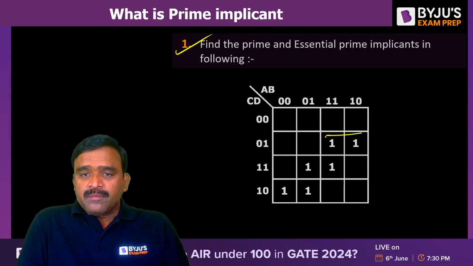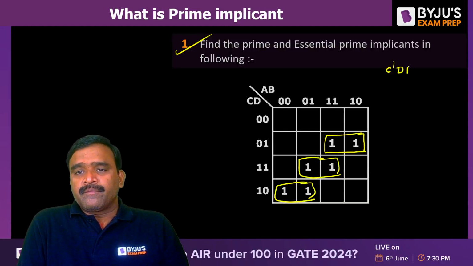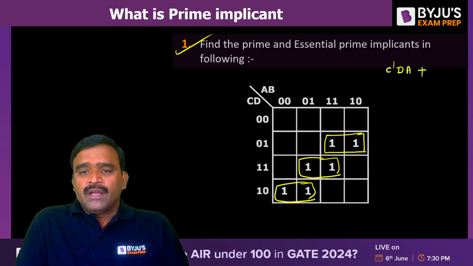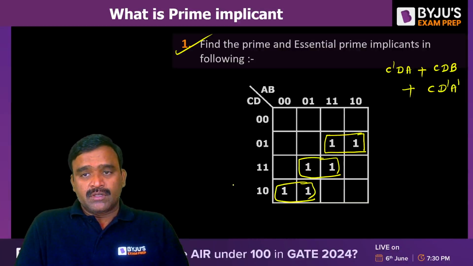So all of you please listen to this. Usually in a sum of products form, in minimal sum of products form, we form these three. Only these three will be there in the minimal sum of products form. So this term is coming under C bar DA, this will come under CDB, and the last one will come under CD bar A bar. These are the implicants present in the minimal sum of products.